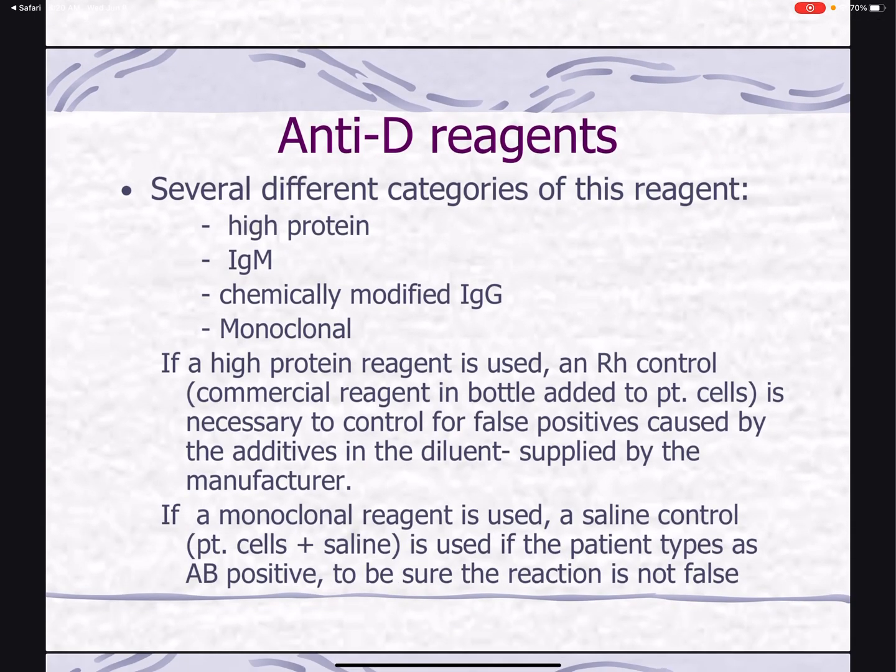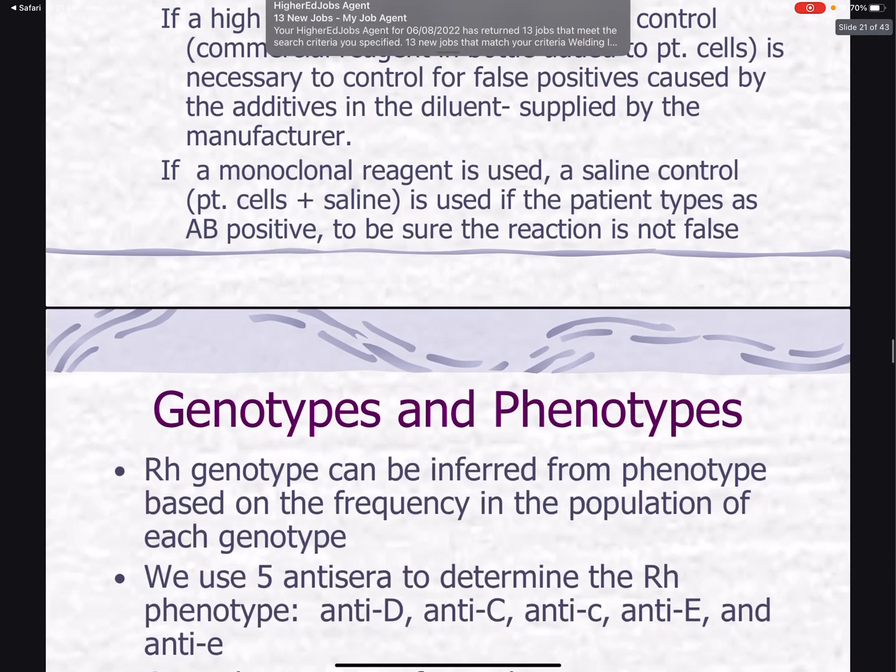High protein reagents, the big issue with that is if you use a high protein reagent, it's going to tell you on the outside of the bottle. But you definitely want to do an RH control with it to make sure that you don't have autoagglutination. Autoagglutination could happen in the form of rouleaux, or if you've got some other autoimmune condition going on. We'll talk more about that in class too.